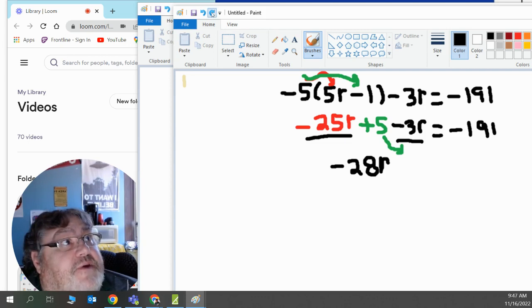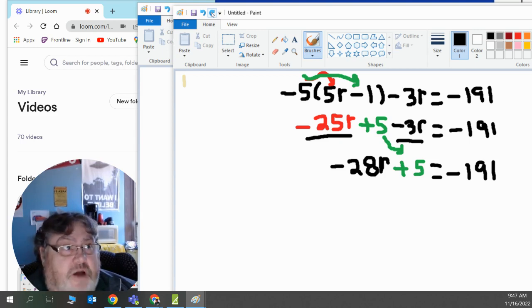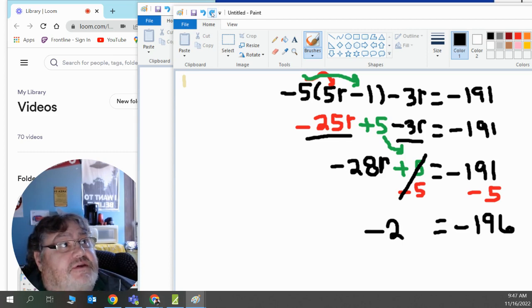I'll drop down the positive 5, because I haven't used it yet. I'll make that equal to negative 191. Okay, now simple multi-step equation. I'm going to move the number over first by doing the opposite operation. It's a positive 5, so I'm going to subtract 5, and then I'll subtract 5 on the other side. It'll cancel out on the left side of the equals sign, and that'll leave me with negative 196.